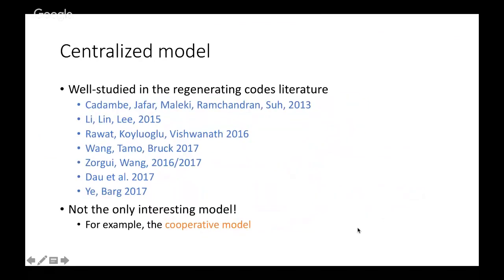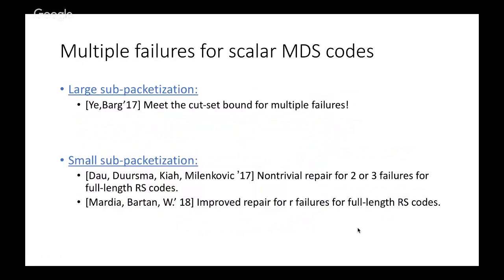This model has been reasonably well studied in the regenerating codes literature. It's not the only interesting model. There are other models, for example the cooperative model, which does take into account communication that goes on within the repair center. But I'm going to focus on just this one for now. And again, there's been a little bit of work for scalar MDS codes and for Reed-Solomon codes in particular in this area, especially in the past few years.